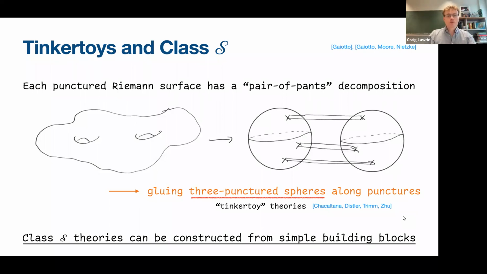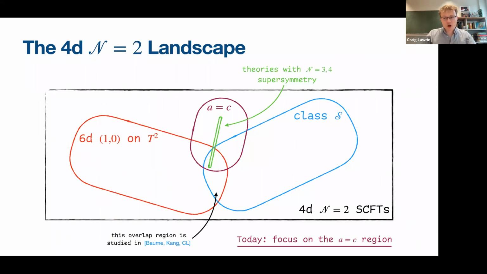Okay, so I've told you a little bit about one aspect of the 4-dimensional N=2 superconformal field theory landscape. So let's draw a bigger picture. There is this class S part of the landscape that I've just told you about. There is another interesting part of the landscape that also comes from 6 dimensions, this time from the 6-dimensional (1,0) theories compactified on a T^2. That's this red region here. There is this green region, which is theories with enhanced supersymmetry, so N=3 or N=4 supersymmetry.